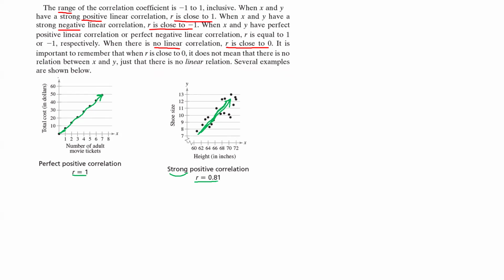It's important to remember that when R is close to 0, it doesn't mean that there is no relation between X and Y. Just that there is no linear relation.